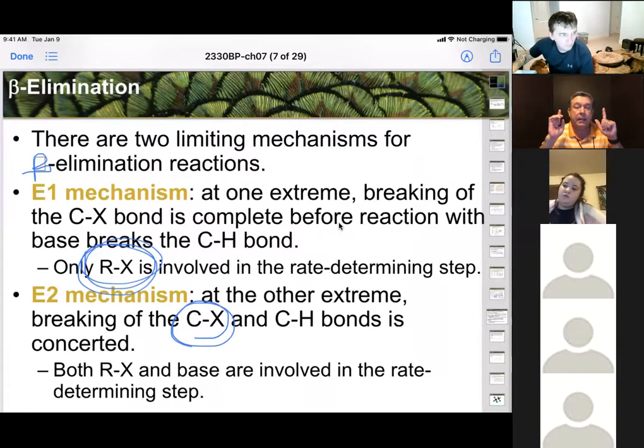That's the similarity between the two ones. In the SN, in the substitution reactions, we always end up with sigma bonds. In the elimination, the beta elimination, we end up with an alkene. Okay, so that's kind of the compare and contrast of the two. Does that answer your question? Yes, thank you. All right.